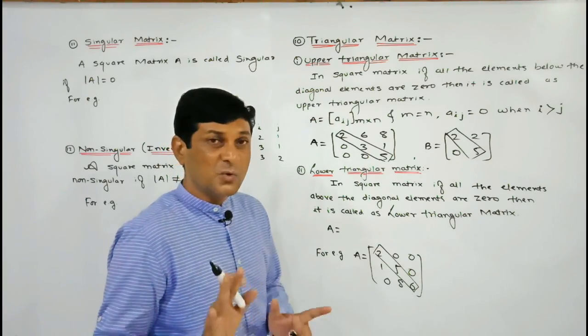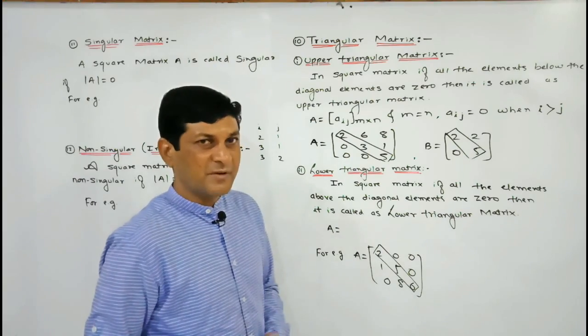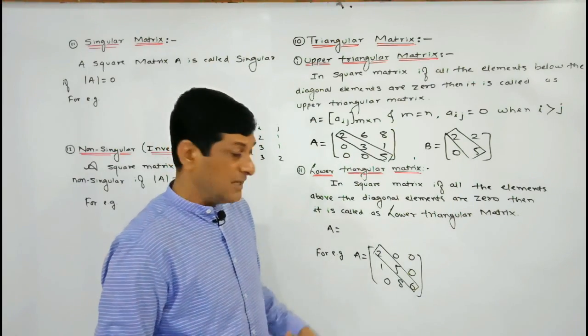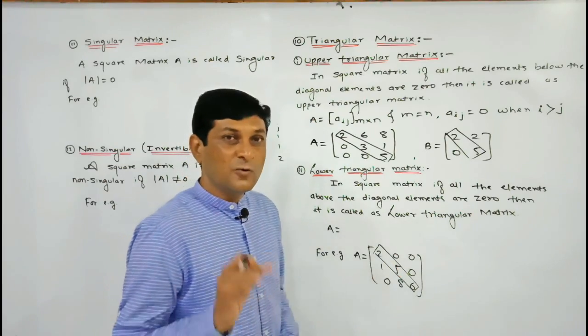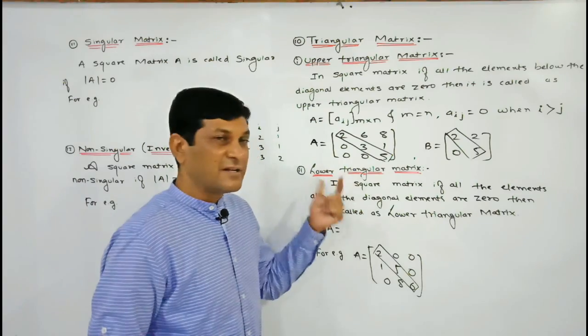The condition is only on what? The element above the diagonal. There is no condition on the remaining elements. बाकी के element 0 भी हो सकते हैं या non-zero भी हो सकते हैं, लेकिन diagonal element के ऊपर के सब element अगर 0 हैं, so then we can say that this matrix is what?